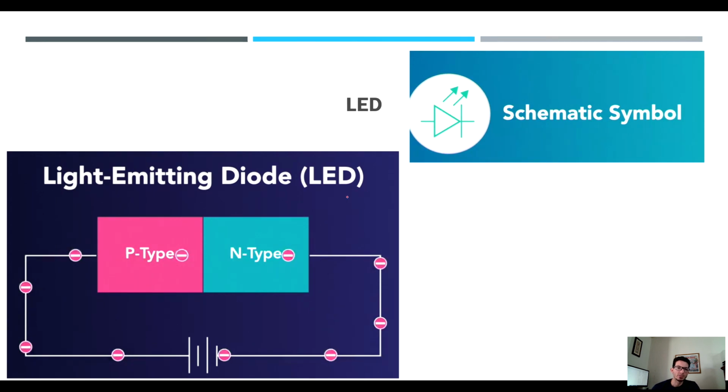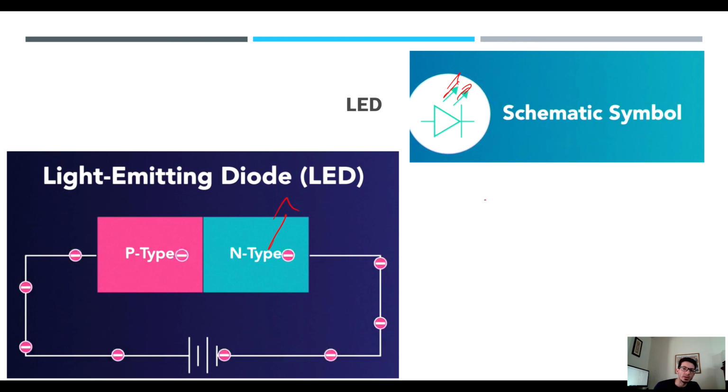LEDs are a type of diode. LED first of all means light emitting diode, and they're a type of diode that, when the electrons go through the element, they flash light. So they're a very interesting type of semiconductor where the schematic symbol is this. It's just a diode with arrows pointing out, symbolizing the light being produced.